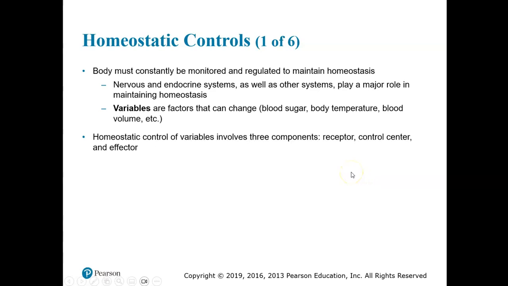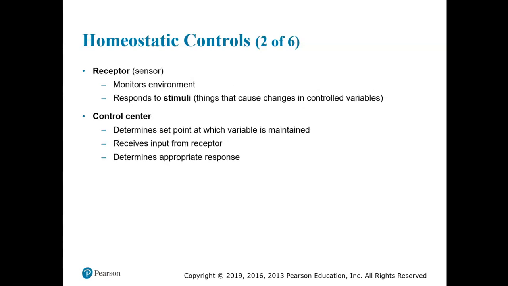Anytime that we are looking at the homeostatic control of a certain variable, there are three components involved: the receptor that detects the level of that variable, the control center, which determines if that level is too high or too low and what to do about it, and the effectors, which are going to carry out the change that is needed to maintain homeostasis.